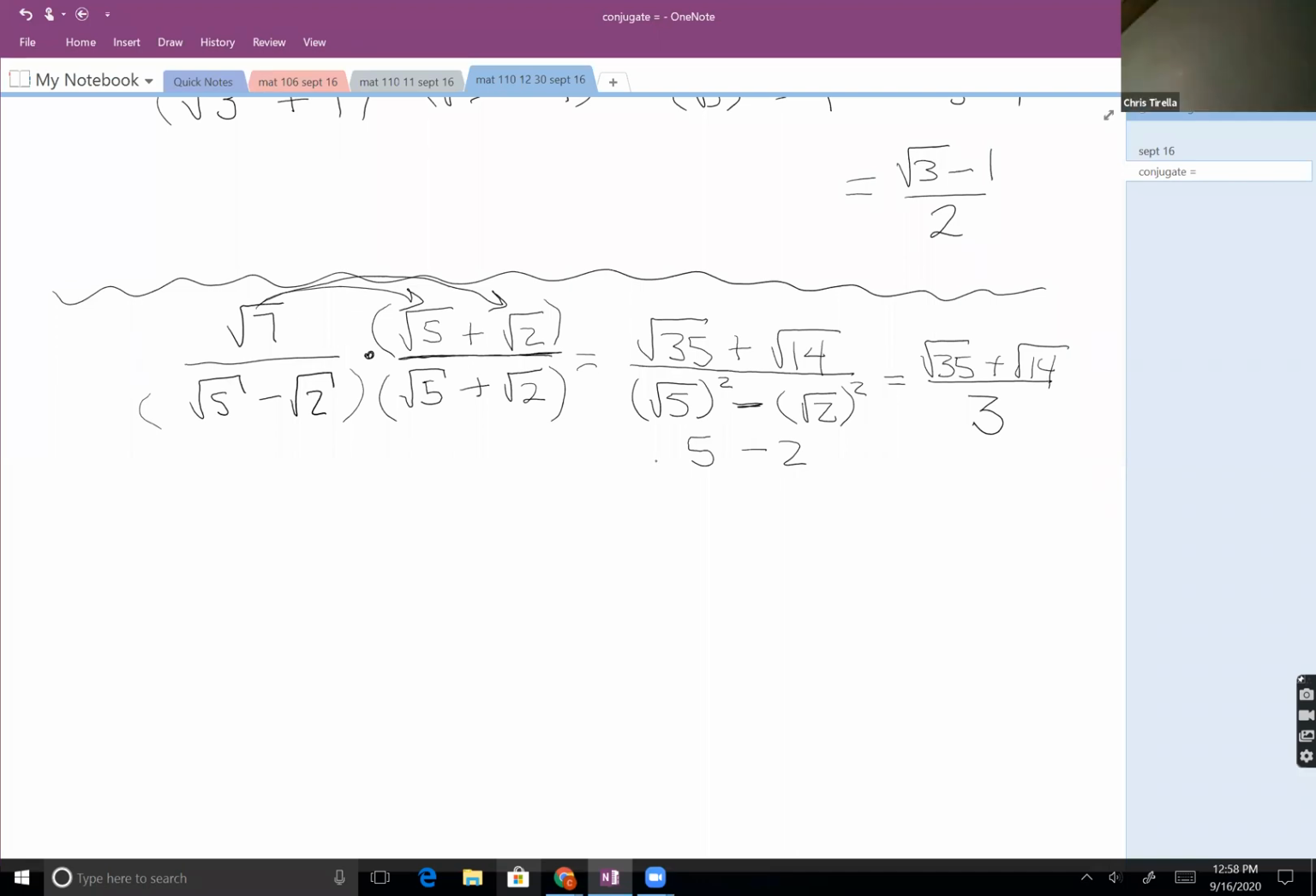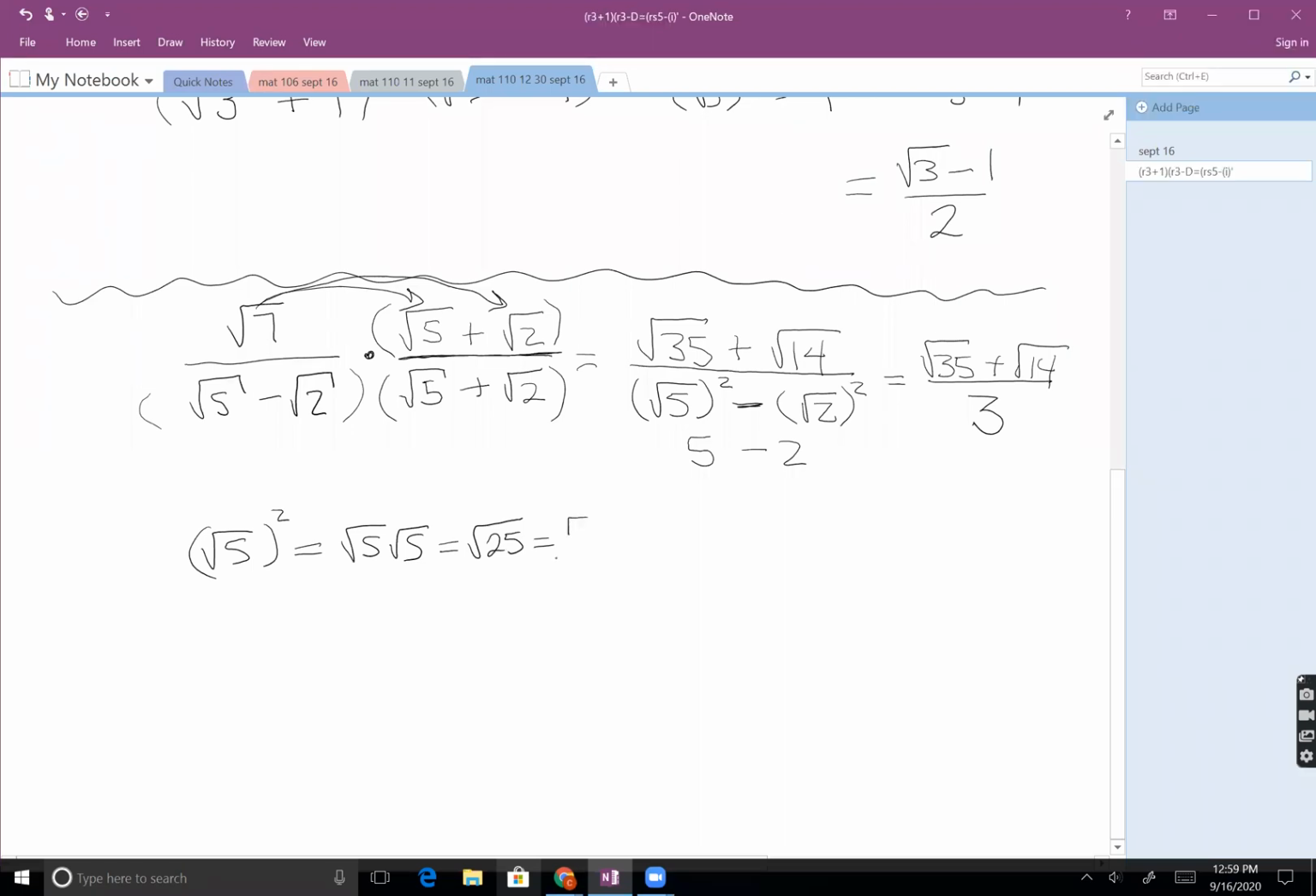Okay, let's look at each piece of that. If I take the square root of 5 and square it, are you all right? That means the square root of 5 times the square root of 5, which would be the square root of 25, which is 5. In the same way, if I were to take the square root of 2 and square it, it's the square root of 2 times the square root of 2, which would be the square root of 4, which is 2. Okay, I see. Thank you.